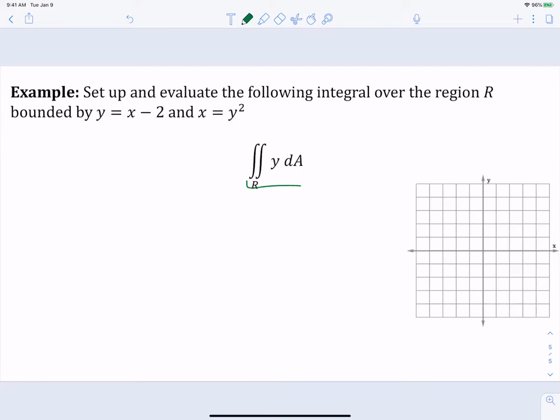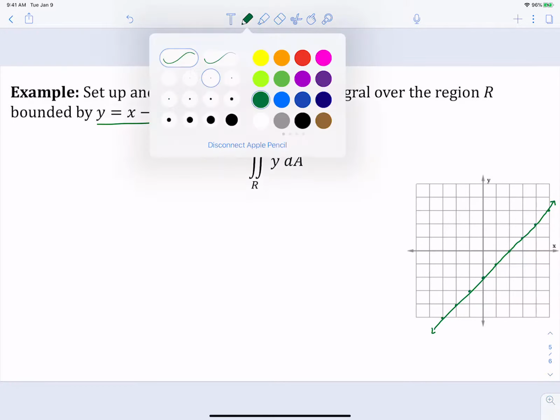So here's our integral. Our function is just y, which is kind of interesting. But we want the region that's bounded by y equals x minus 2. So let's see, let's draw that in. We know that's a line. Okay, so there's that line. So we're looking for the area, or the region created by these two graphs. So there's our first one.